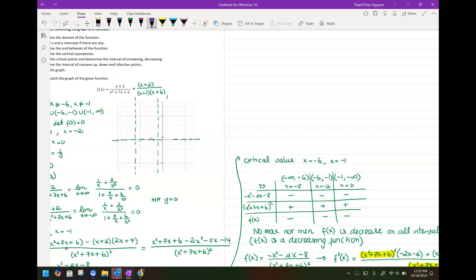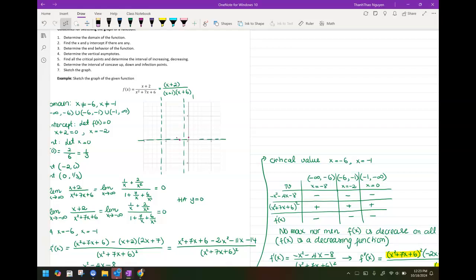Okay. And the graph is concave down from negative infinity to negative 6. And we have a decreasing graph. Concave up from negative 6 to negative 2.9. Then we have a concave down. Then we have another concave up from negative 1 to infinity. So here's the graph of the function.